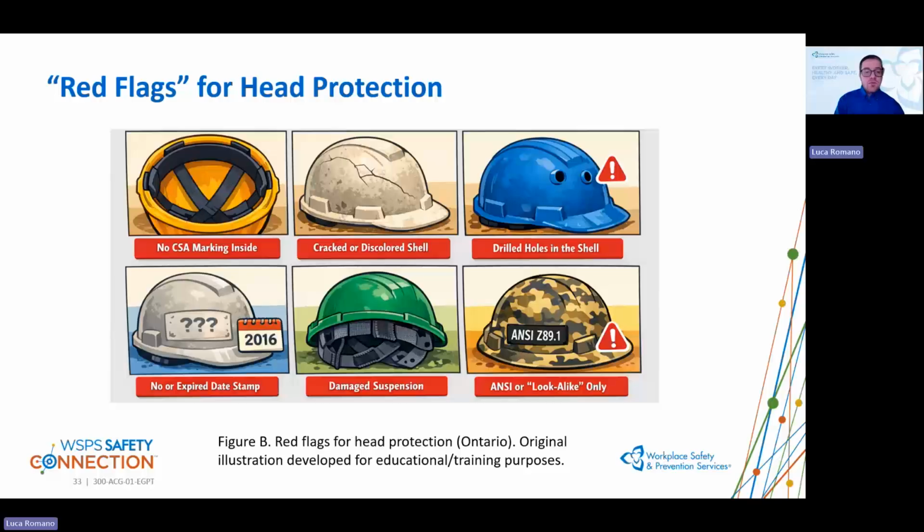There should also be some type of date stamp of whether it was manufactured at a certain date or even if it's letting you know when it expires. The suspension within it as well should not be damaged, and it should meet certain standards of quality and impact prevention and what have you. Then there's also, it might be rated against a different type of standard other than CSA, or it might indicate that it's a lookalike or it's meeting industrial protection requirements. These can also be red flags.